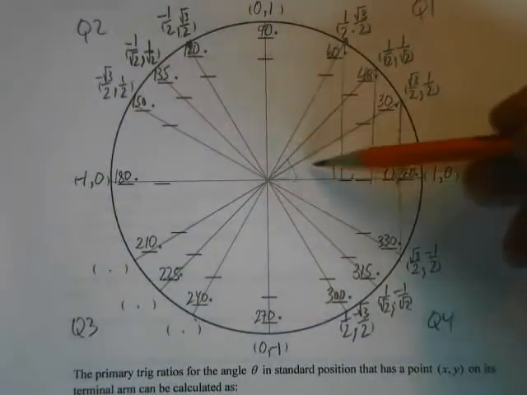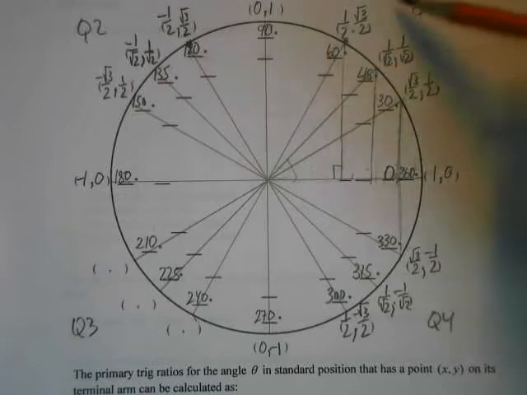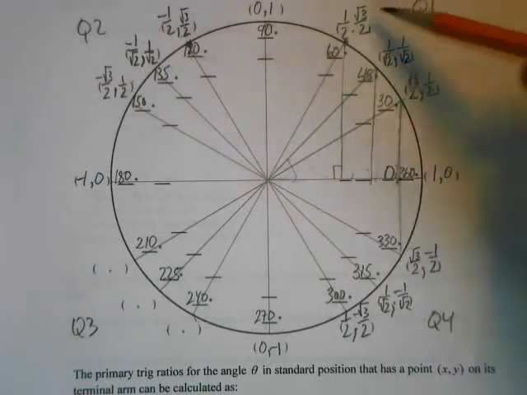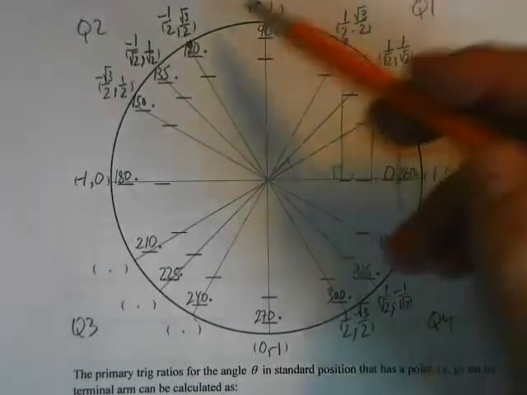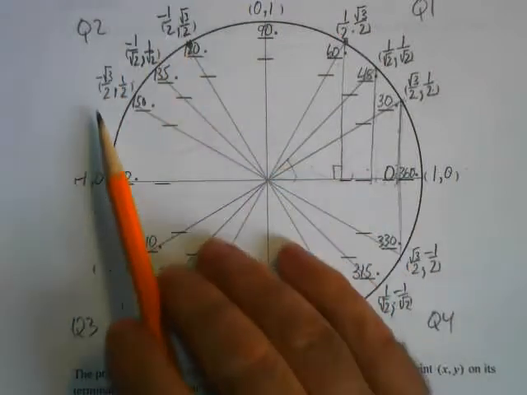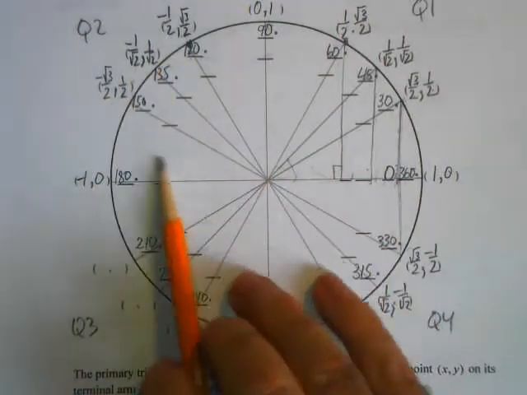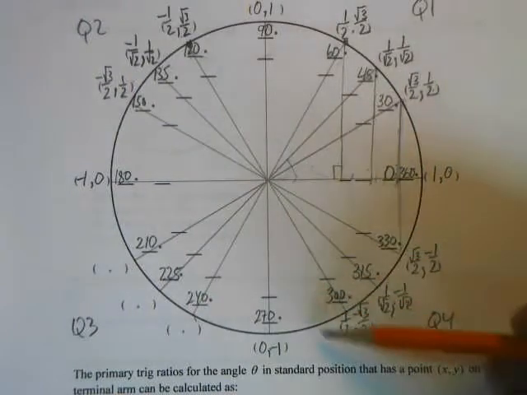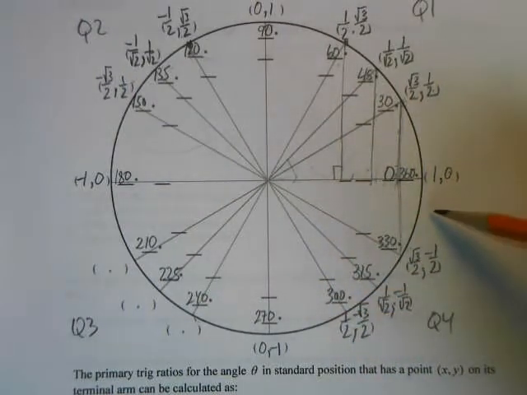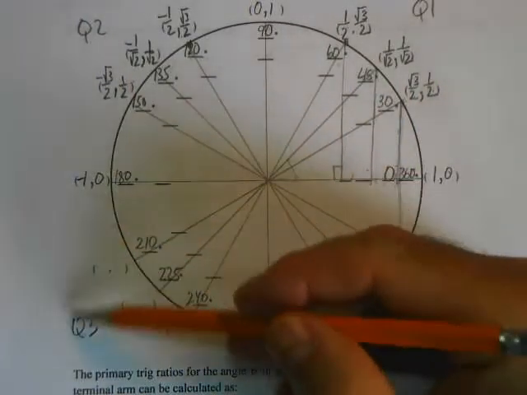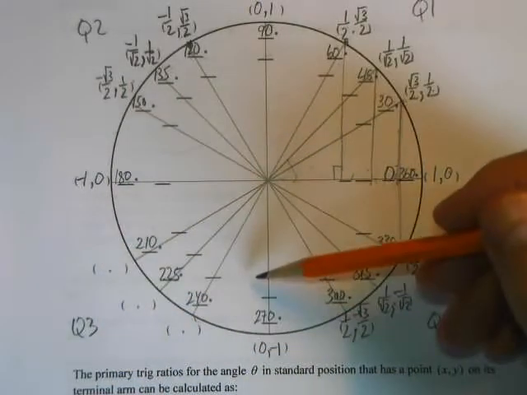So in quadrant 1, the X and the Y coordinates up here are both positive. Over here, the Y coordinates are positive, but the X coordinates are negative. Down here, X coordinates are positive, Y coordinates are negative. And down here, X and Y are both negative.